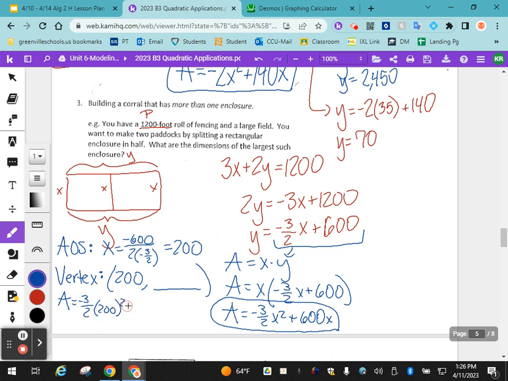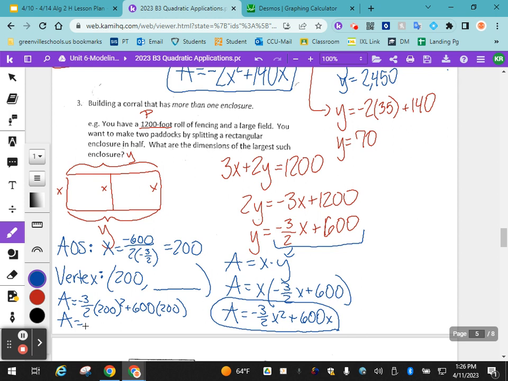AOS is axis of symmetry, I think. Wait, which one did we use to find the second y? 200. The second y? And then 200. This one. I meant the vertex one. This one.